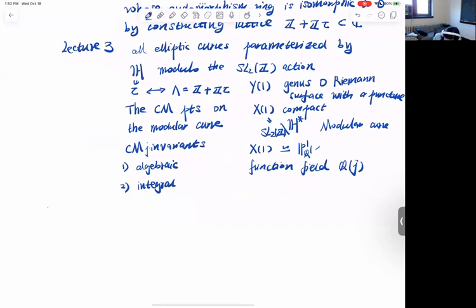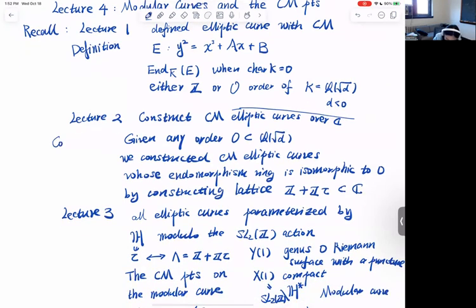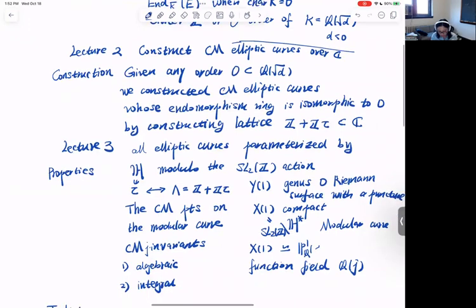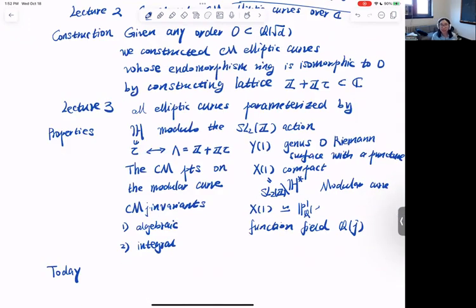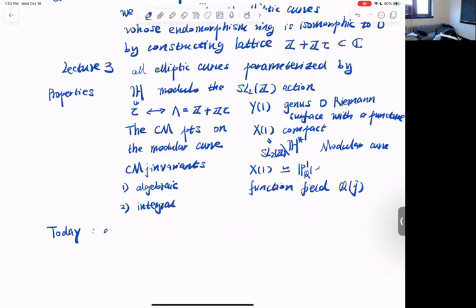So today, we can think of our previous three lectures as follows. Lecture 1 is the definition of the object we want to study. Lecture 2 is the construction, showing the existence of the objects we are trying to study. And then lecture 3 is in some sense some of the properties, like the J invariants being algebraic and integral. Okay? These are some properties of CM curves. And today we want to talk about applications.